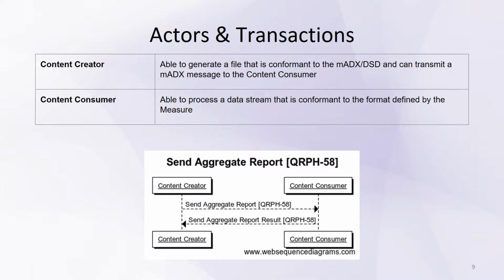The two required actors in mADX are the content creator, responsible for submitting the file to the second actor, the content consumer. Both actors should send and receive files respectively that are conformant to the defined measure.